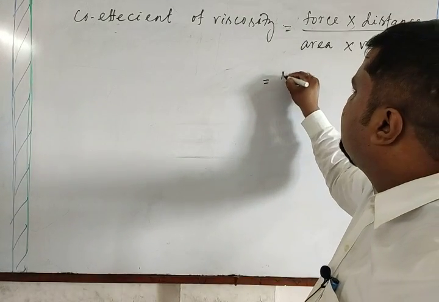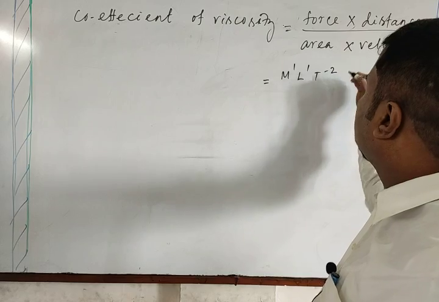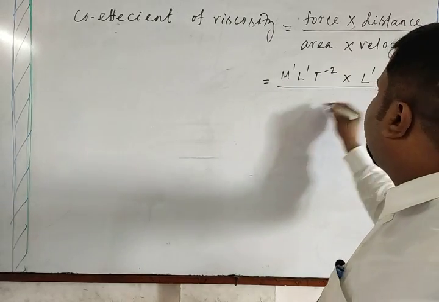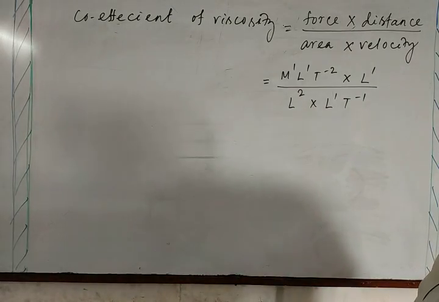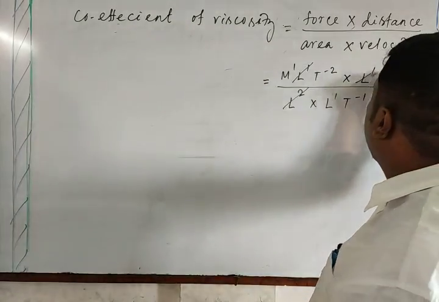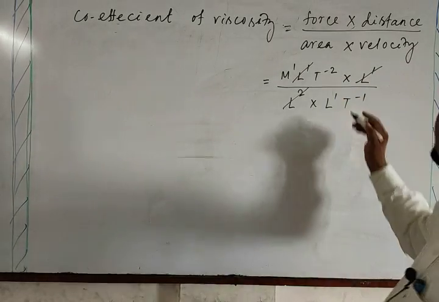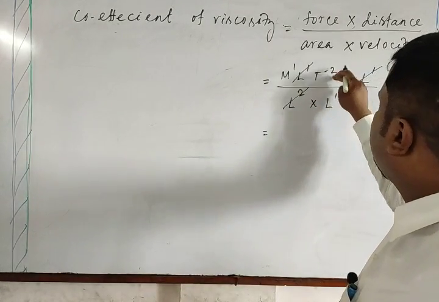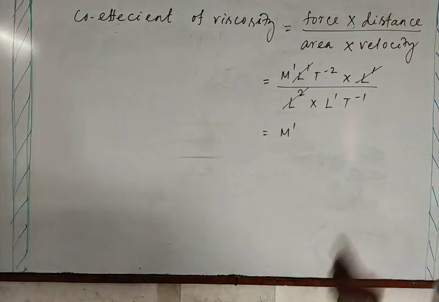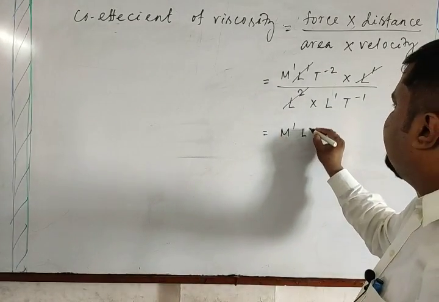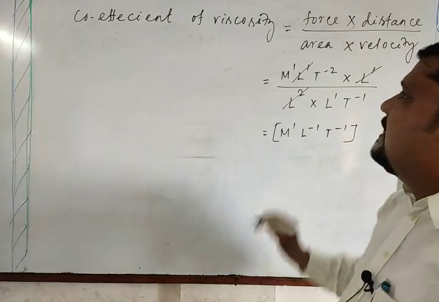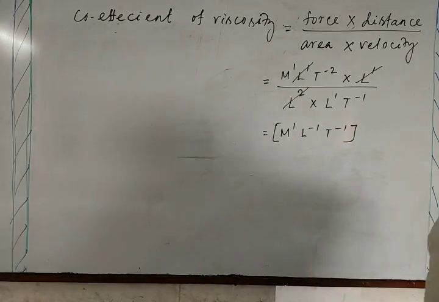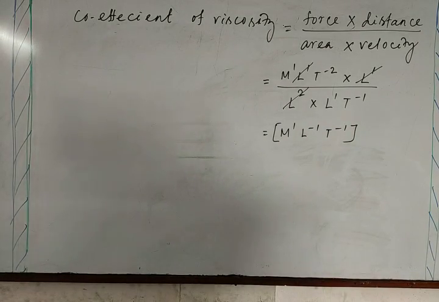If I put the dimensions, then what is the force? M1 L1 T minus 2, then distance is L1 divided by area L2, and velocity is L1 T minus 1. So now if you do this, the L2 gets cancelled, and we will find M1, then L goes up, that is L minus 1, and T minus 1 goes up, so this will be T minus 1. So this is the coefficient of viscosity. The dimension of the coefficient of viscosity is M1 L minus 1 T minus 2.